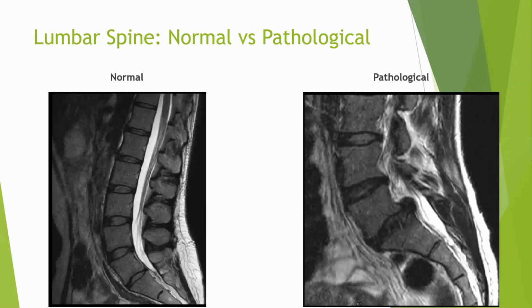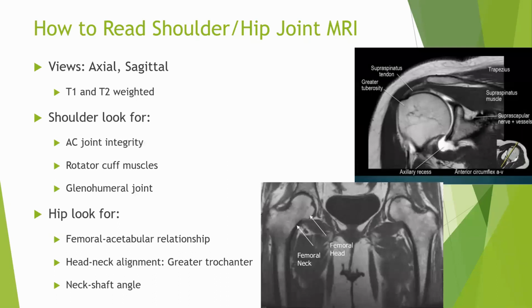Okay, fantastic. Also, how to read shoulder and hip joint? Well, obviously it could be axial, sagittal, and coronal. So mostly you will see axial and sagittal, but I have also included the coronal slices here, both of them. T1, T2, obviously. In shoulder, what you have to look for?